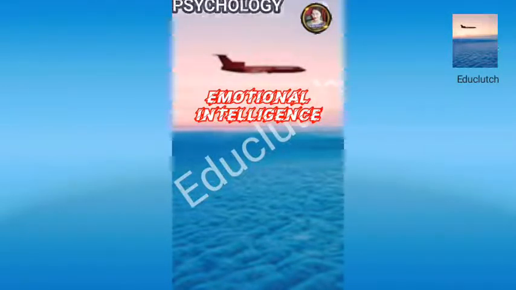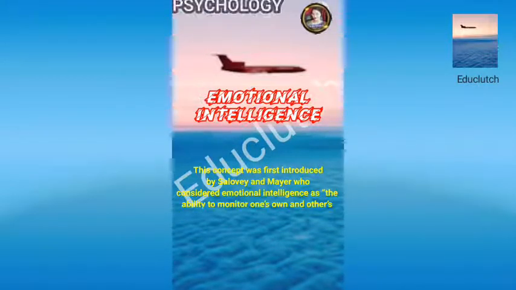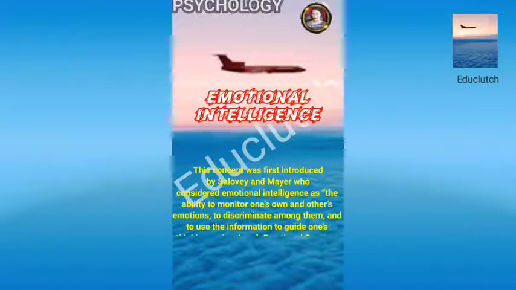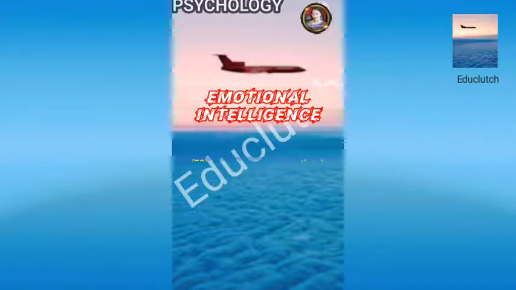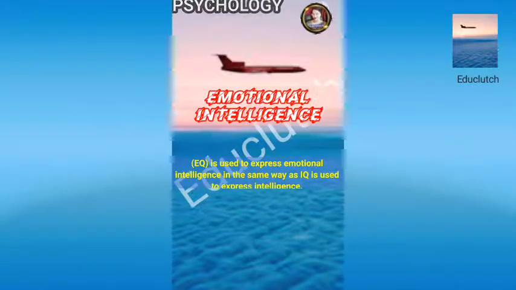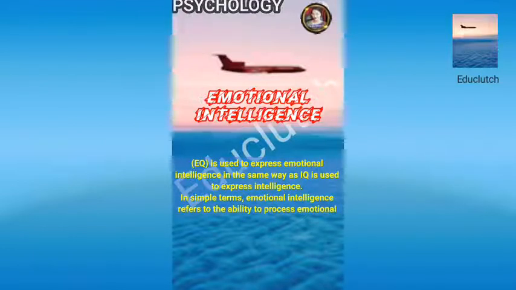The concept of emotional intelligence was first introduced by Salovey and Mayer, who considered emotional intelligence as the ability to monitor one's own and others' emotions, to discriminate among them, and to use the information to guide one's thinking and actions. Emotional quotient is used to express emotional intelligence in the same way as IQ is used to express intelligence. So in simple terms, emotional intelligence refers to the ability to process emotional information accurately and efficiently.